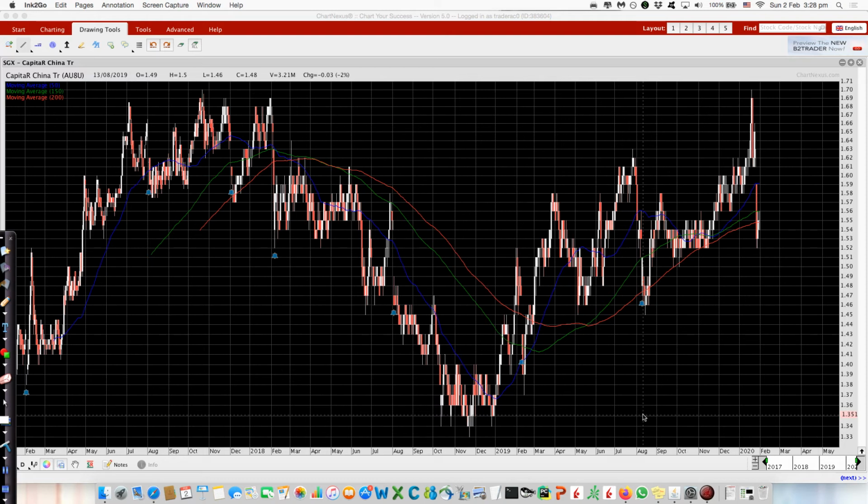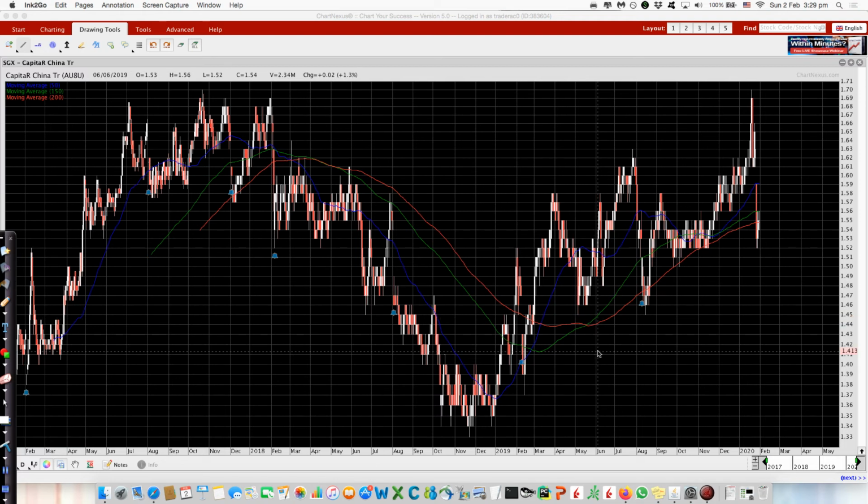But maybe you don't know, some of the REITs in Singapore are investing in overseas property. And today I want to talk about CapitaRetail China, that, as the name says, is investing in China mostly.